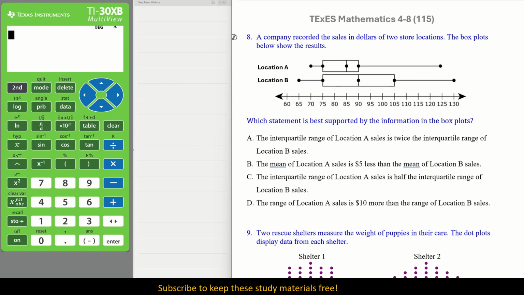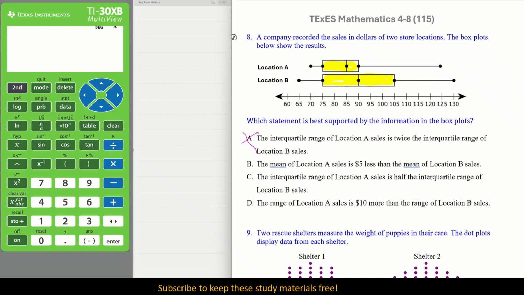The interquartile range of location A sales is twice the interquartile range of location B. Well, the first thing that we need to note is that everything visually in A is less than B. And let's look at the interquartile range, which is the IQR. Okay, we talked about that earlier. We can see that actually B is twice A, or we could say A is half of B. Well, option A states it backwards, so that's not okay.